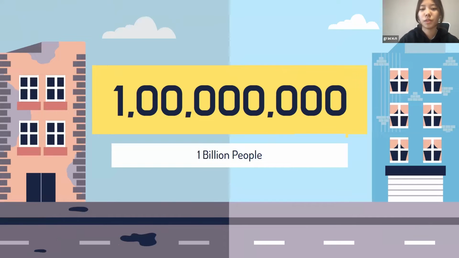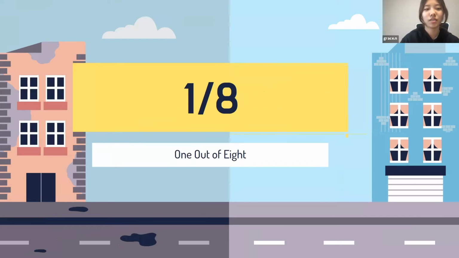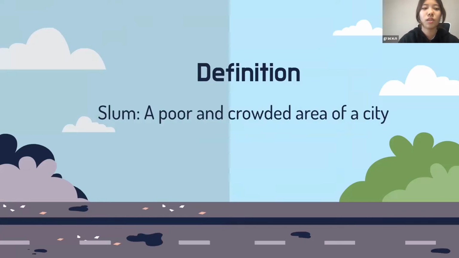1 billion people. 1 in every 8. What do these indicate? Surprisingly, these indicate the number of people who live in slums globally. In today's world, 1 in 8 people lives in slums. In total, approximately 1 billion people live in slums.